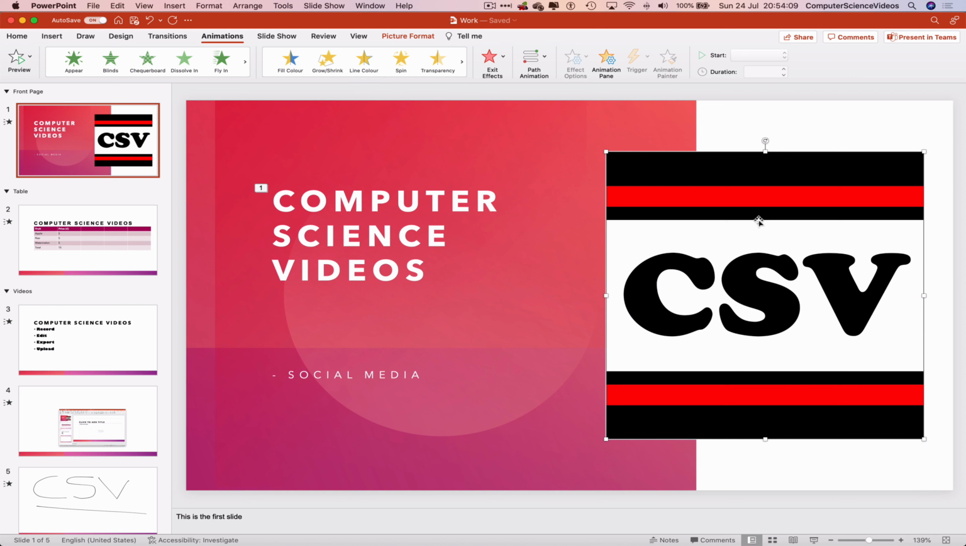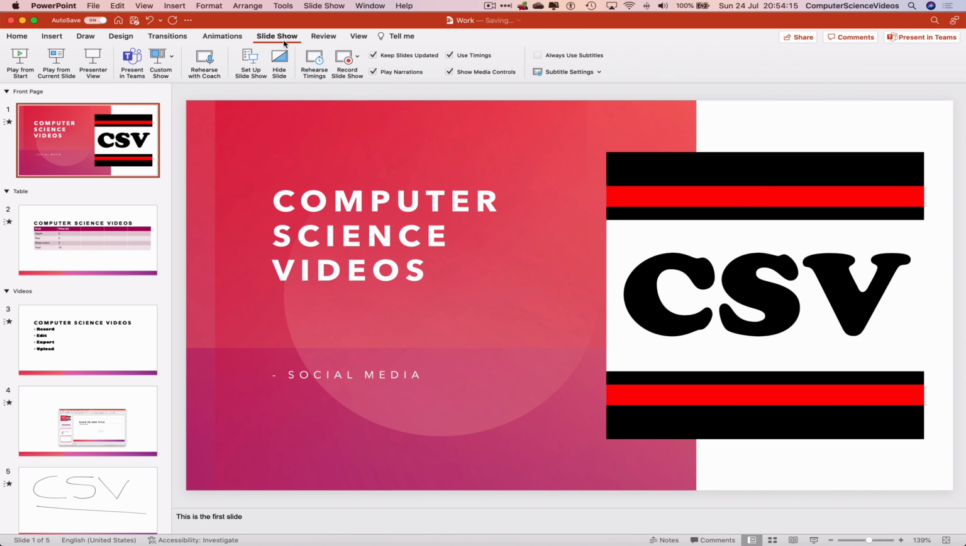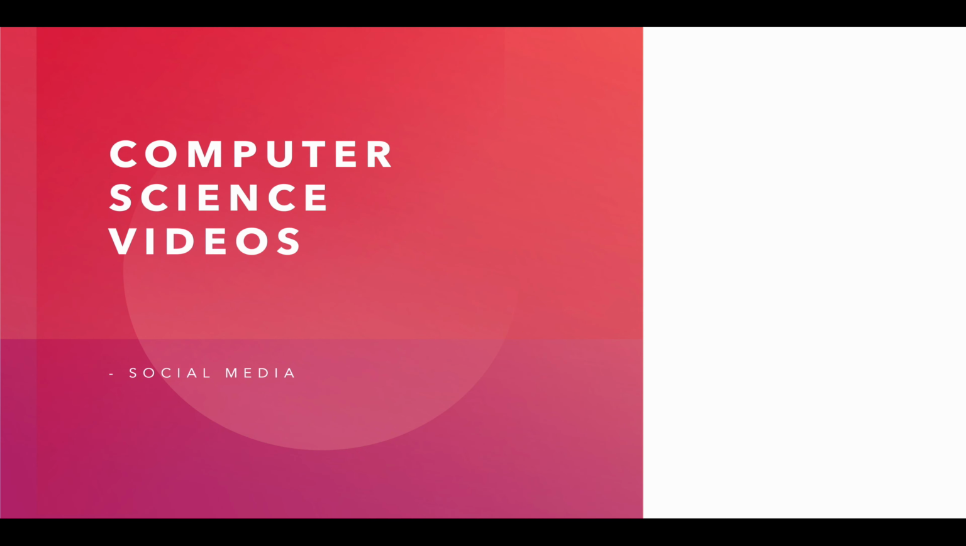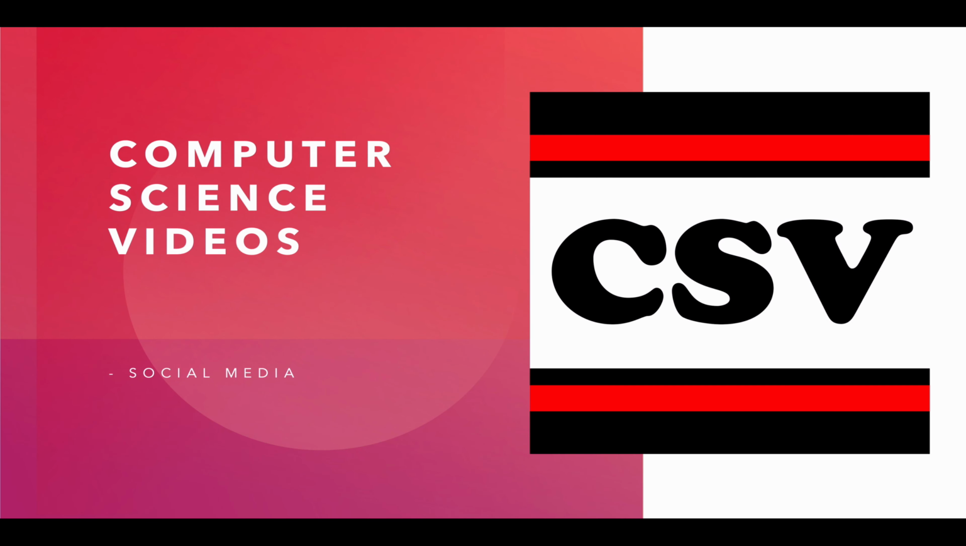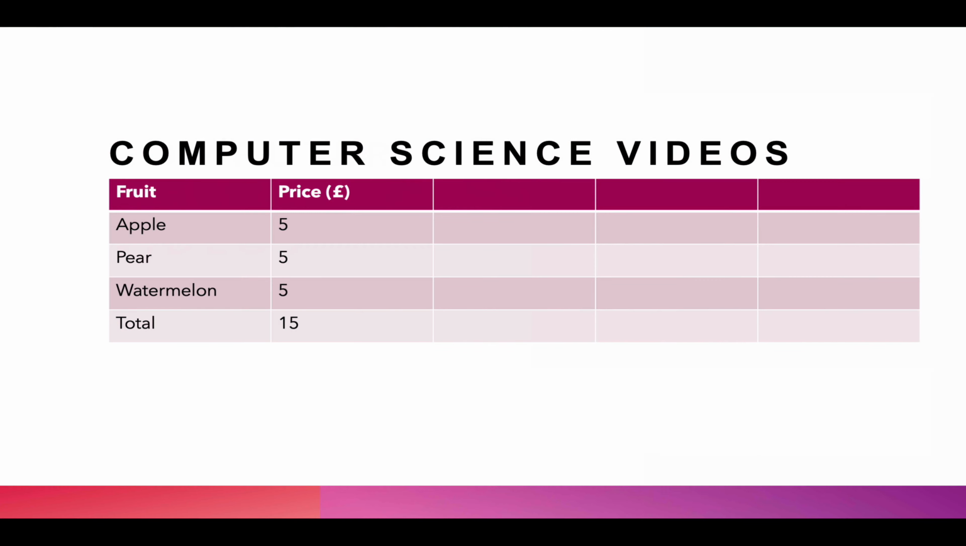If we click on the image, let's have an appear custom animation. Let's go to slideshow. Let's play from the start. Enter the title, the image, and so on.